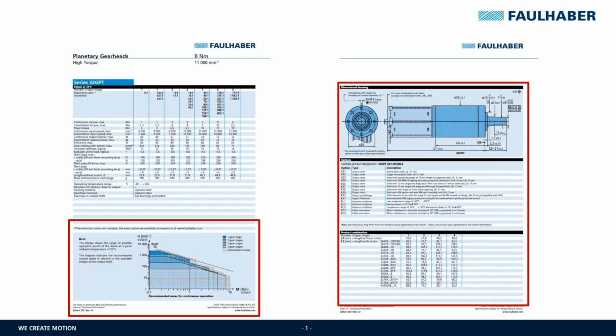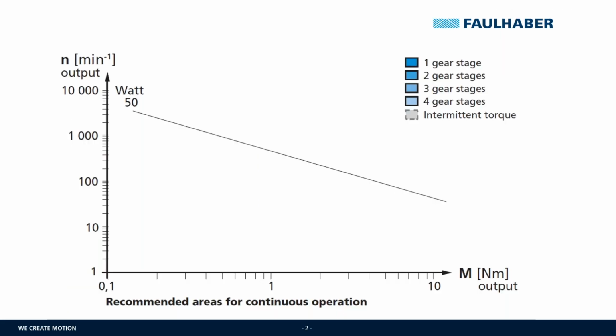Let's take now a closer look at the first diagram. In case you need to get the best lifetime from the product, you should plot into it your working point and check whether you are not exceeding the maximum recommended output power. So we have the output torque on the x-axis, and then we have the output speed on the y-axis, both in a logarithmic scale, and as a reference the 50 watt straight line is also plotted.